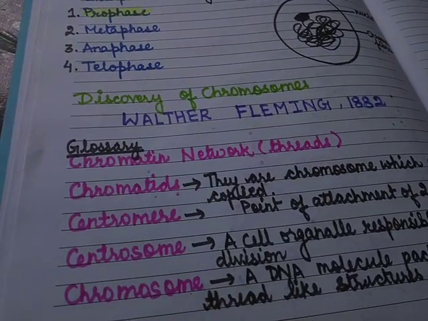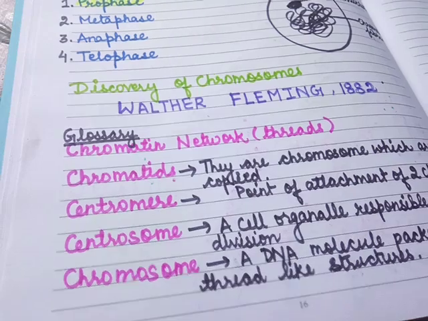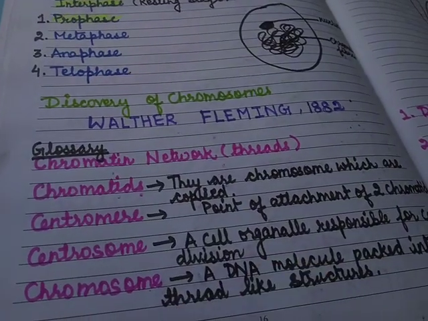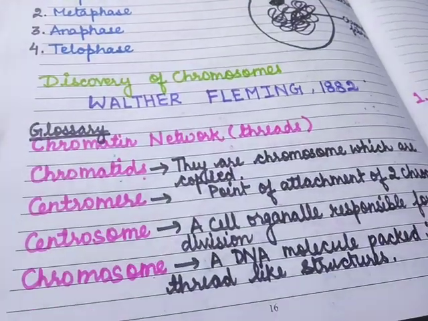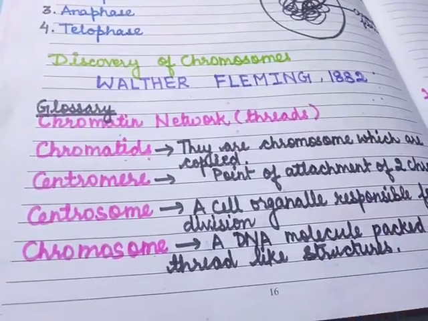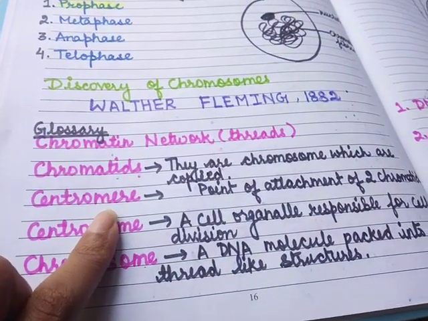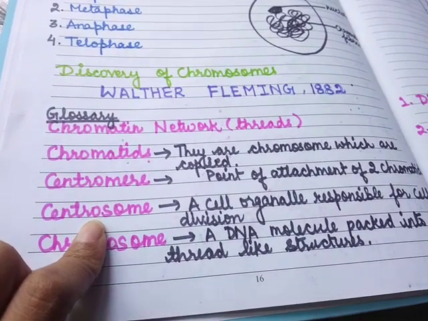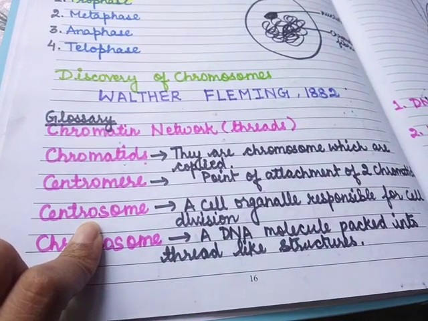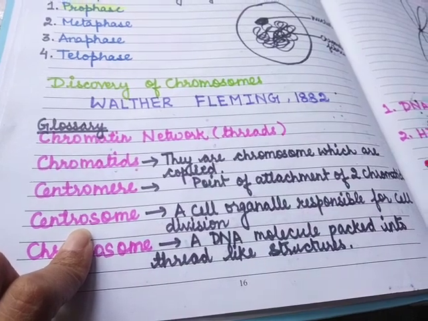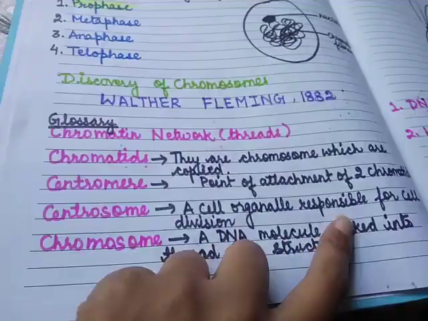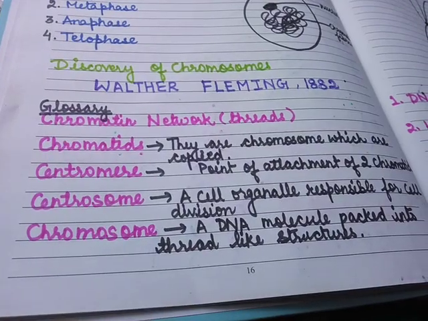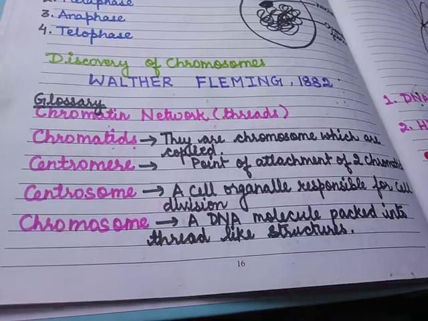Then there is chromatid. Chromatids are the chromosomes which are copied. You will find it when I show you the structure of the chromosome. Centromere is the point of attachment of the two chromatids. Centrosome, you have learnt in the previous chapter on the cell and its organelles, is an organelle responsible for cell division. The centrosome is only found in the animal cell and it is very important for cell division.